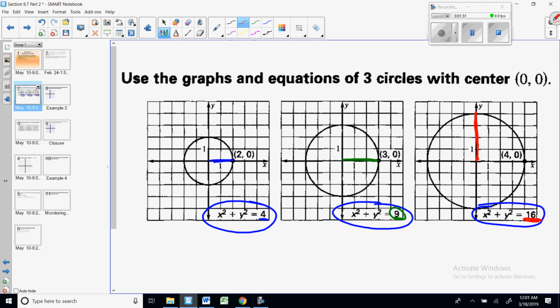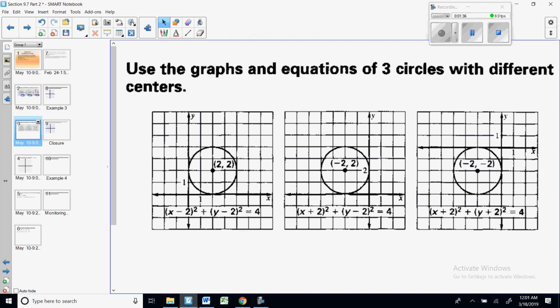Now, taking a look at the second series of pictures on the front page of your notes, you're going to use the graphs and equations of three circles with different centers. This time, each circle has a radius of 2, and you'll notice that on the right-hand side of each equation you have a 4. With each of the centers being different, notice that your coordinates here are both positive, and the signs inside both sets of parentheses down here are negative. Everything is always an opposite sign inside parentheses.